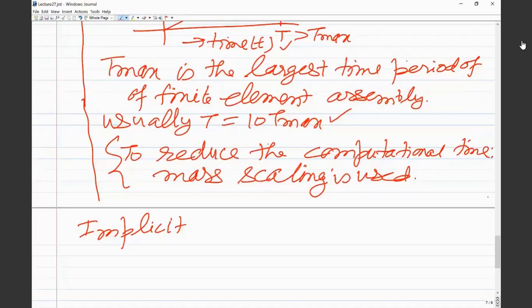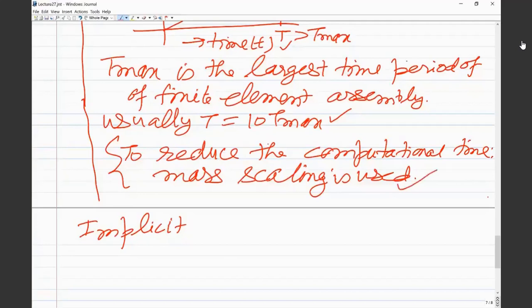So although the solution of simultaneous equations is not required, you are evaluating the stiffness matrices of all the elements every time and doing the multiplication, assembly, and then multiplication of matrices and vectors. So that itself would be large. So to reduce that computational time, you use this mass scaling.